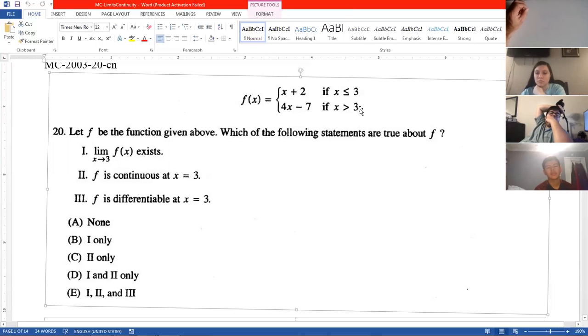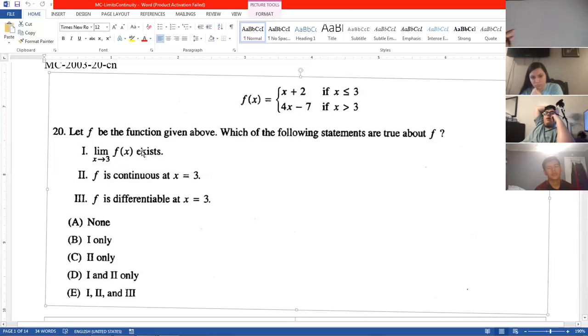You visualize that? Technically you cannot put a 3 here because this is for x greater than 3. But mentally you can do it and you see that the two lines join at 5. So number one, yes, the limit exists.